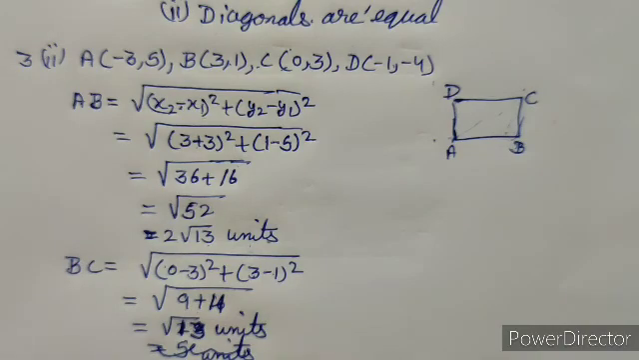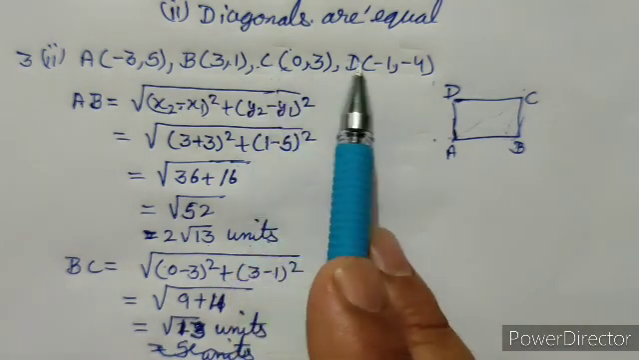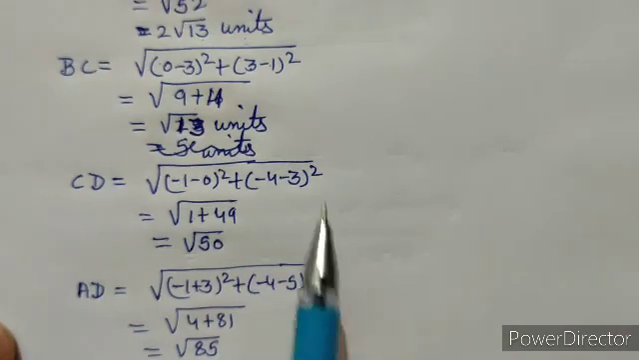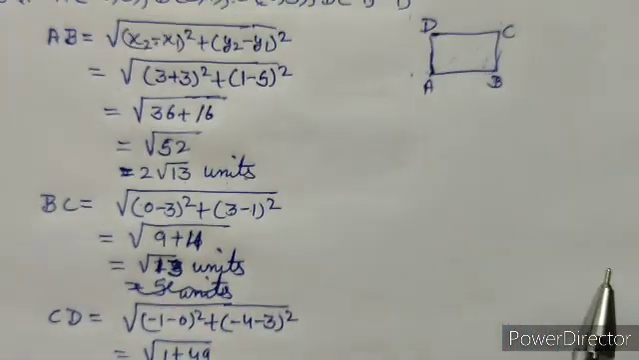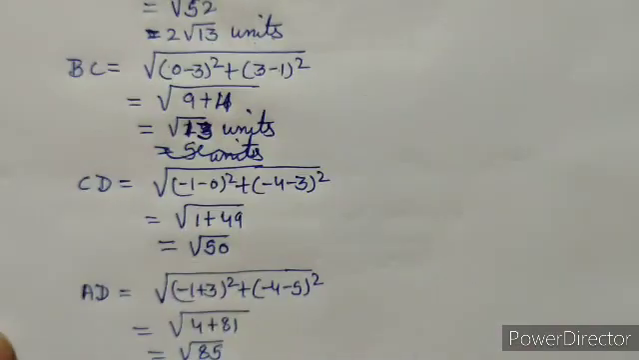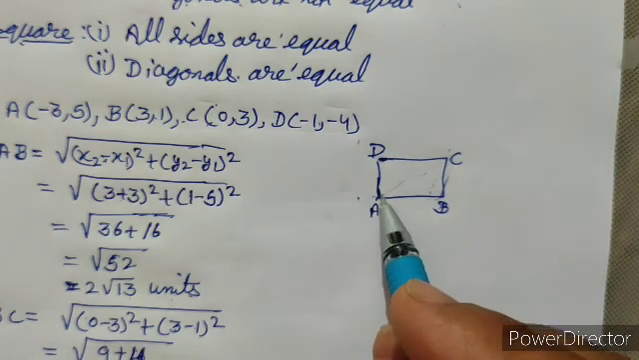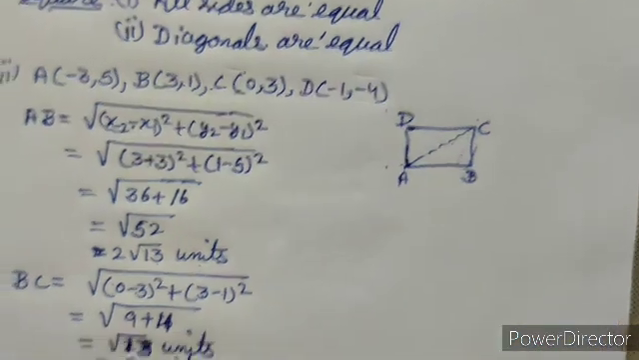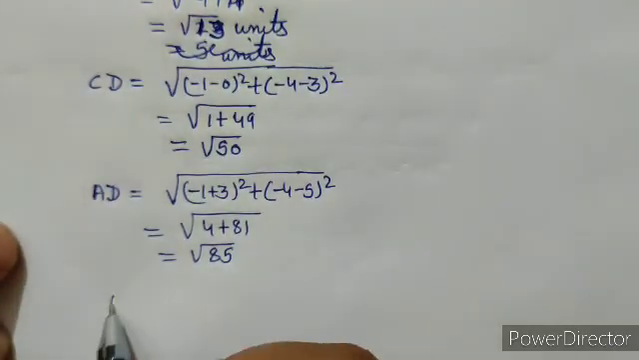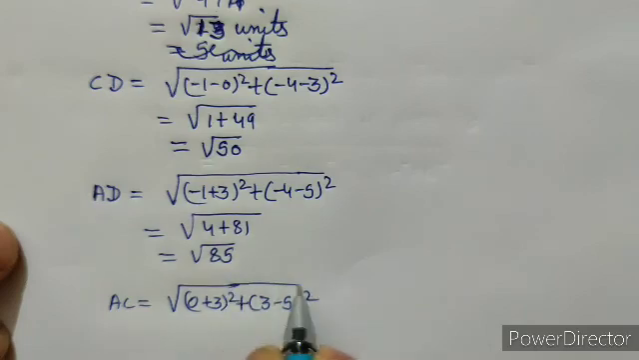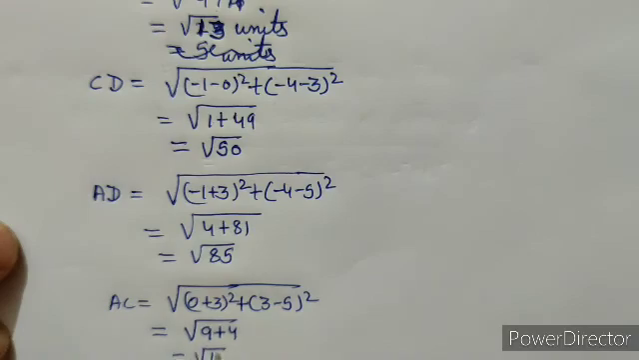Now similarly we can find BC, CD and AD by distance formula. Here any two of the sides are not equal. Therefore, first of all, we will check whether this is forming a quadrilateral or not. For that, we will find out the diagonal AC. Now, AC will be equal to under root (0 plus 3) square plus (3 minus 5) square, that is under root 9 plus 4, and that is root 13.